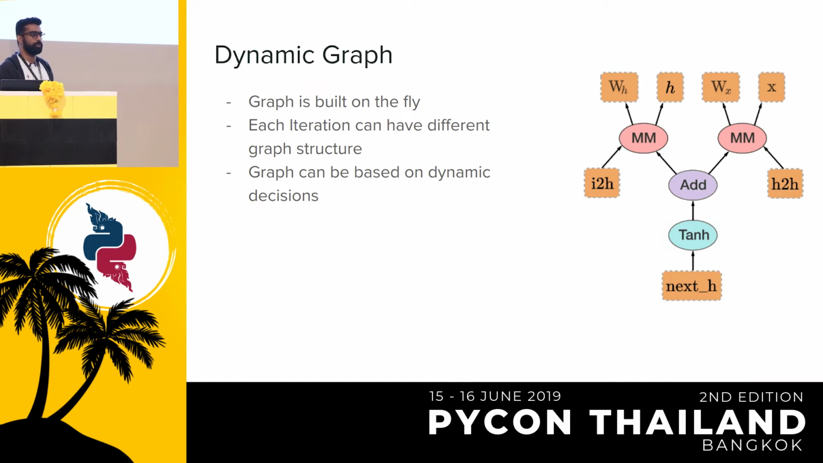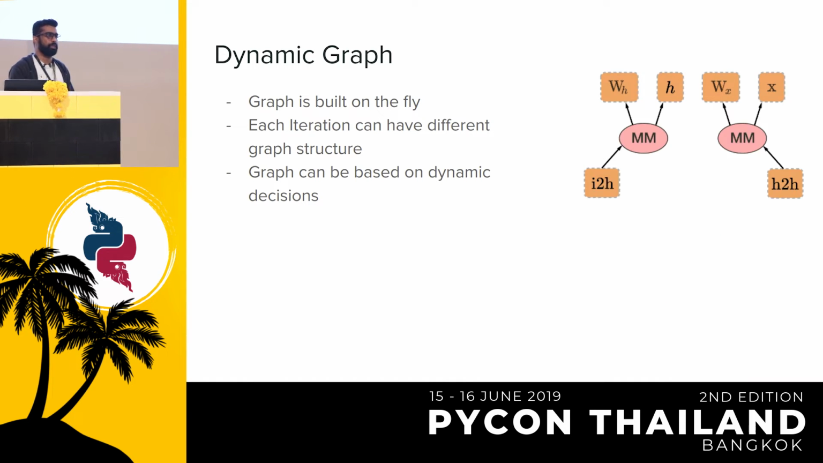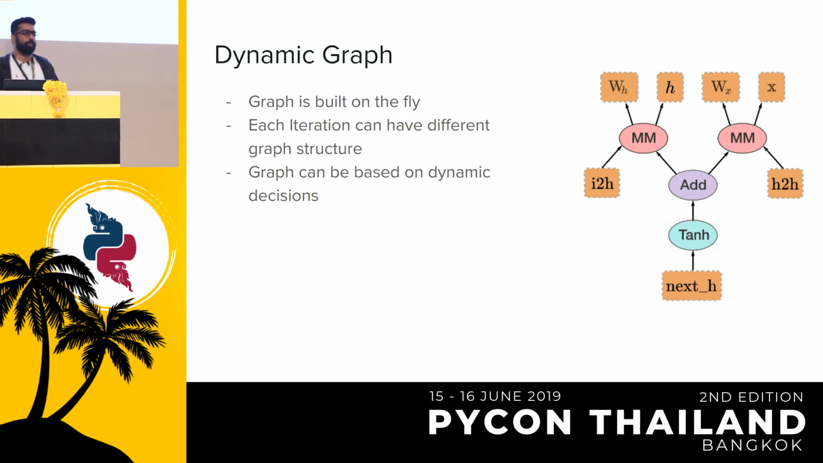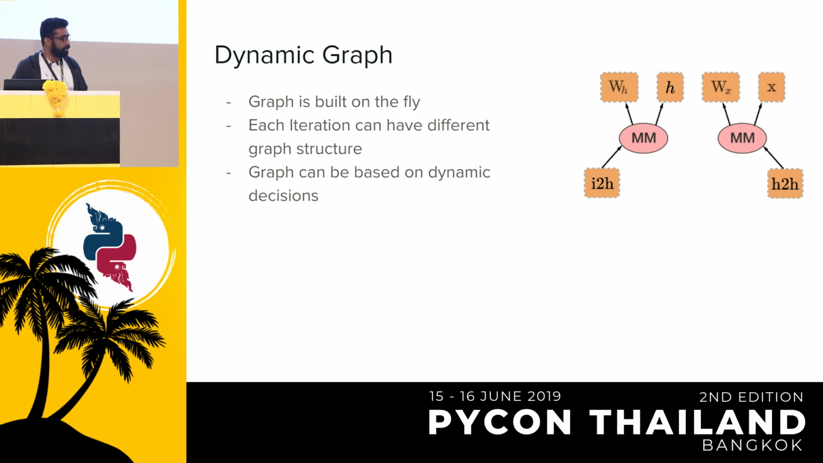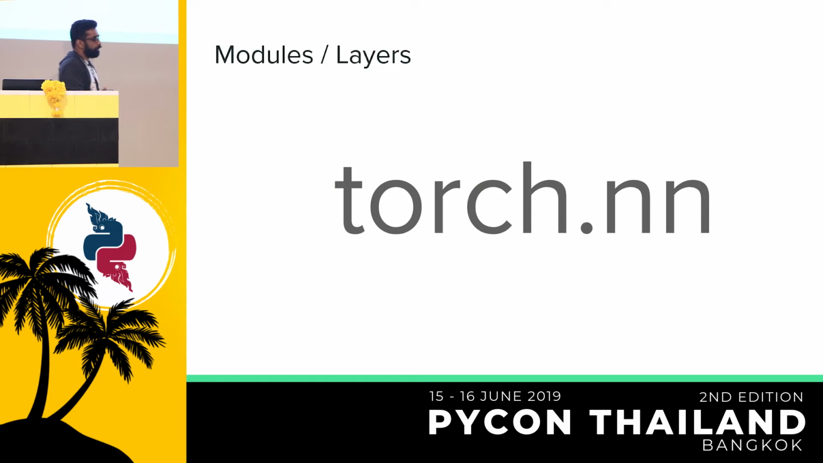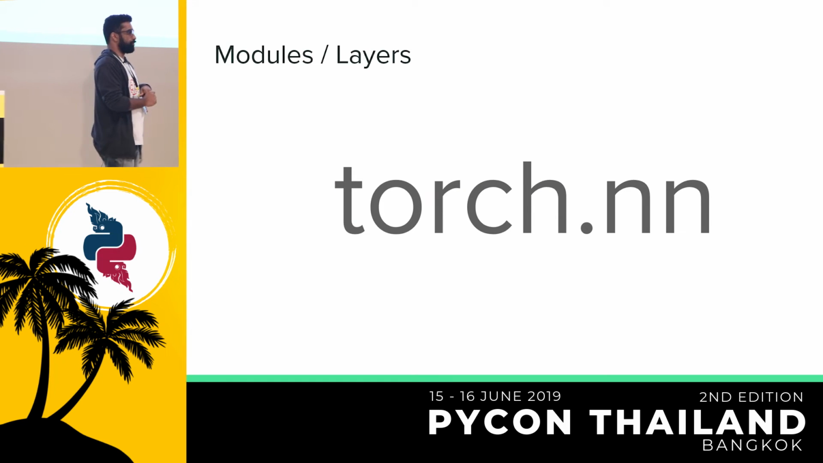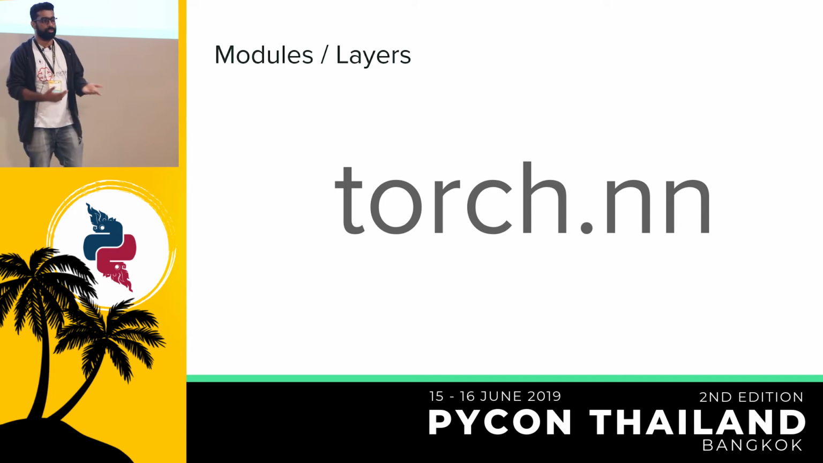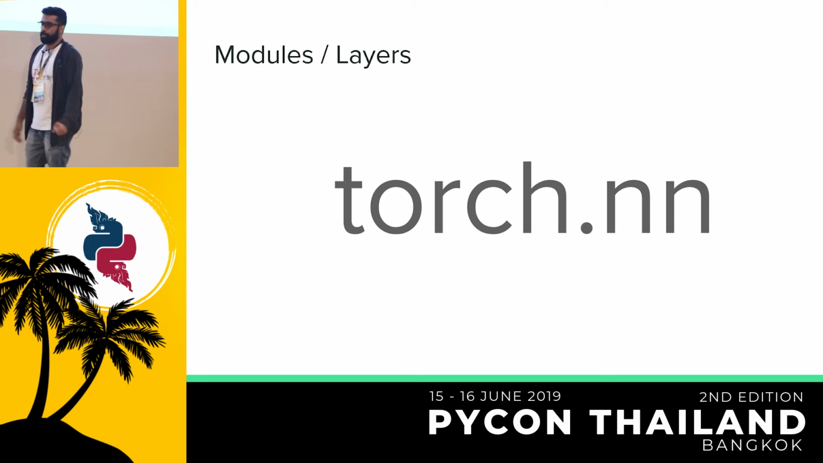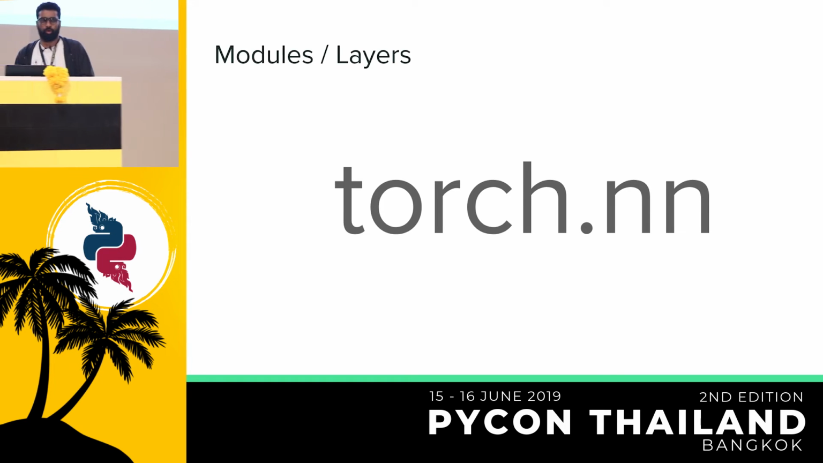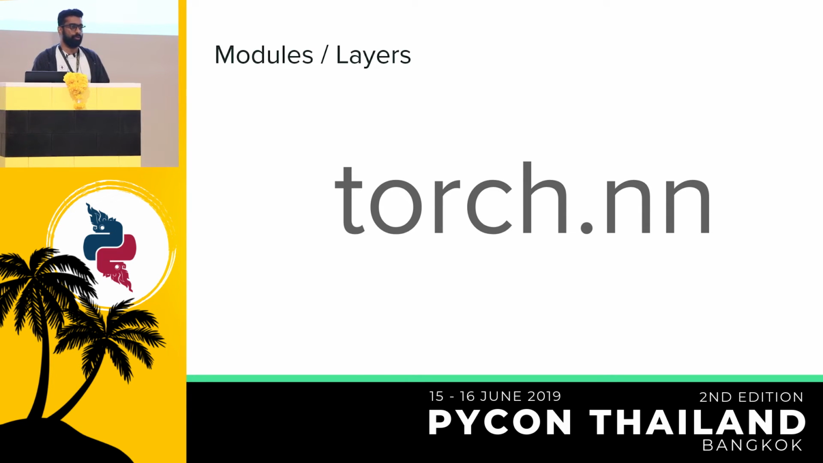So the benefit of a dynamic graph is basically that you can have dynamic decisions inside your network. If there is an if condition, or a for loop that depends on the length of the sequence or something, you can do that with the native operations available in Python itself. Another important thing that you should know about PyTorch is the torch.nn module that gives you high-level APIs to build simple or complex neural networks. Almost all the popular layers and activation functions are available in torch.nn, so you don't really have to create your own custom layer unless it is extremely necessary.